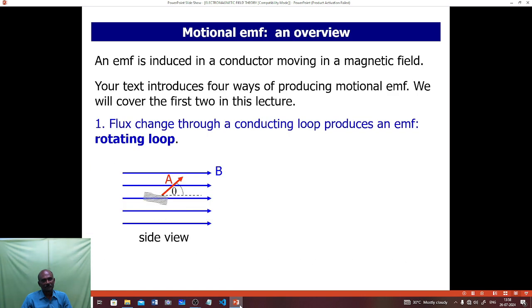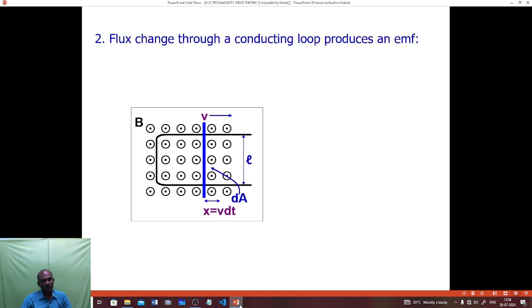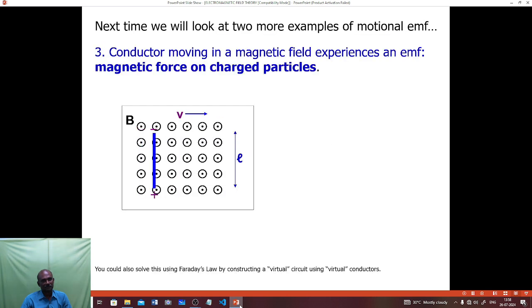Motional EMF. EMF is induced in a conductor moving in a magnetic field. The term introduces 4 ways of producing motional EMF. We will cover the first 2 in this lecture. So motional EMF. So how to calculate the motional EMF.